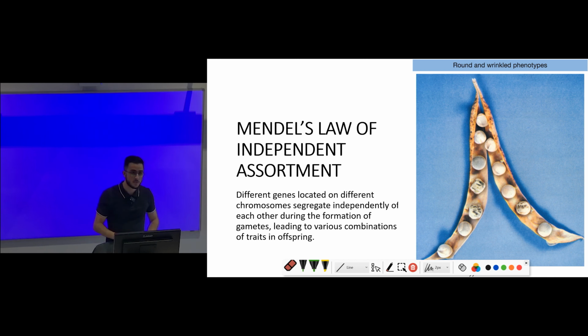One little exception to this is the ends of chromosomes. The ends of chromosomes are super far apart, so they're considered kind of different chromosomes. So genes that are apart from each other on the ends of chromosomes, sometimes they are inherited independently.